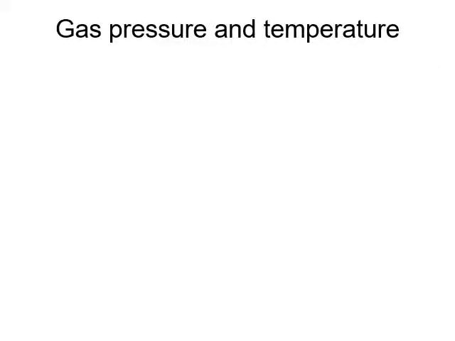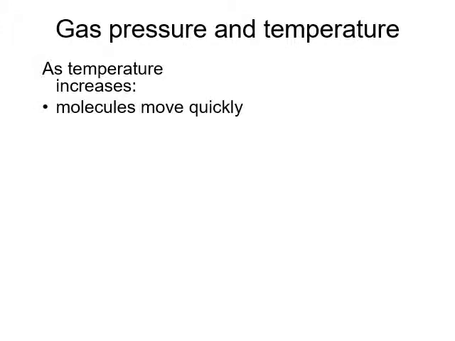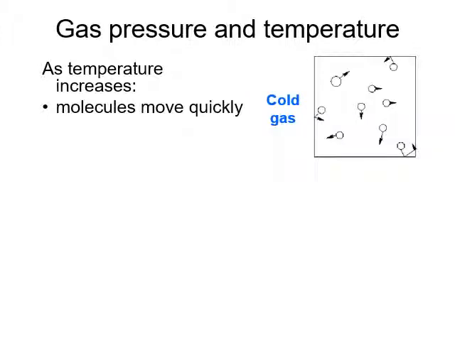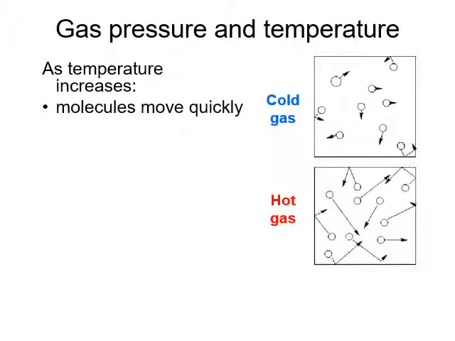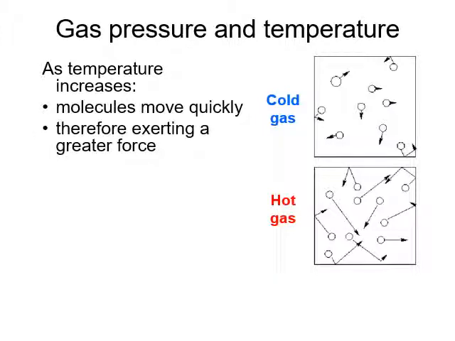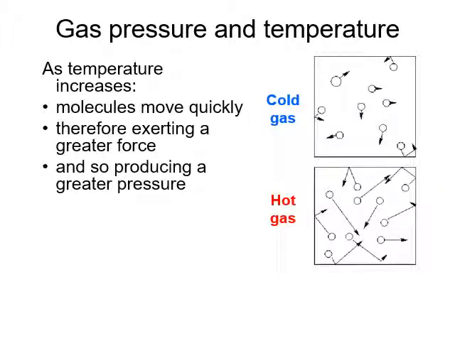So what's that going to do with gas pressure? Well, you need to use Kelvin when we're discussing the relationship between pressure and temperature. As temperature increases, molecules gain kinetic energy, they move more quickly. So a cold gas is kind of sluggish, whereas in a hot gas, the molecules are moving a lot faster. Therefore, if they're moving a lot faster, since force equals mass times acceleration, they exert a greater force on the surface of the container, creating a greater pressure.